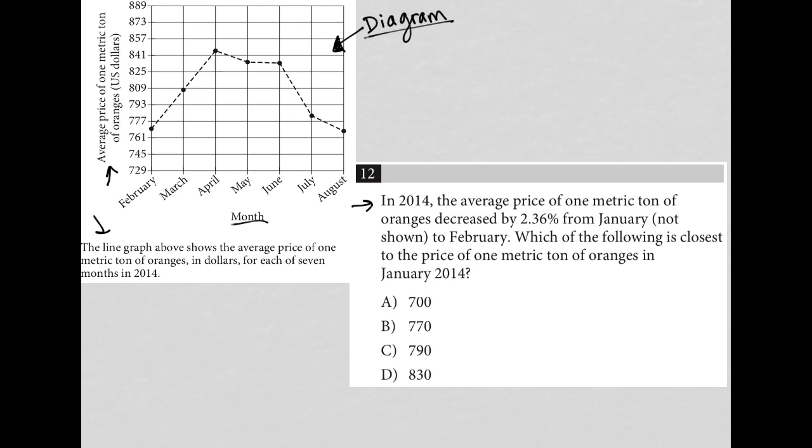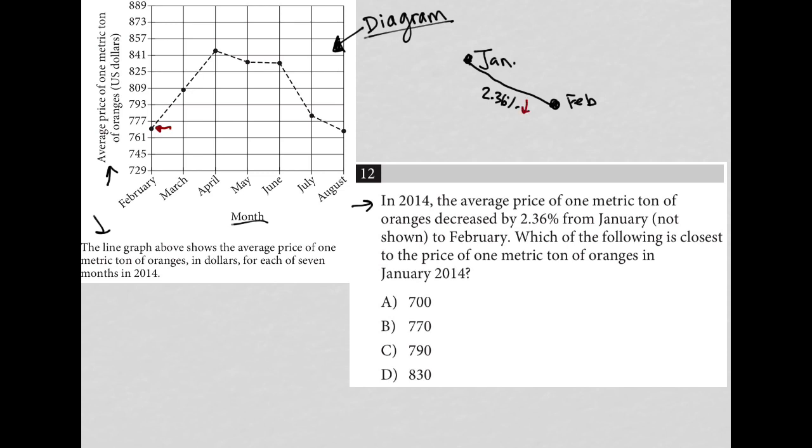The question says, in 2014, the average price of 1 metric ton of oranges decreased by 2.36% from January, not shown, to February. Which of the following is closest to the price of 1 metric ton of oranges in January 2014? So in essence, we have some data point for January, and then we decrease 2.36% to get to this next data point for February. Now, the graph shows us the data point for February. It's right here. So we do have some guidance on what that can even be. So we know this 2.36% decrease.